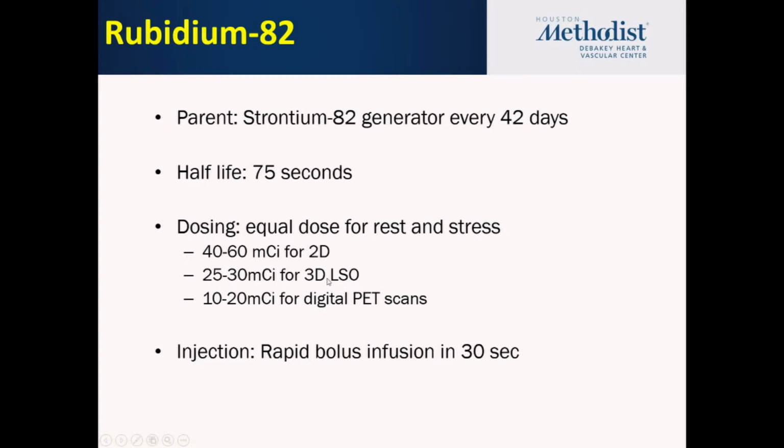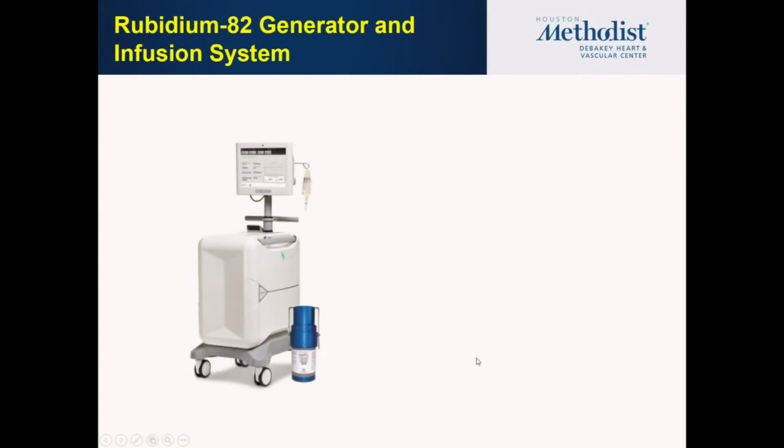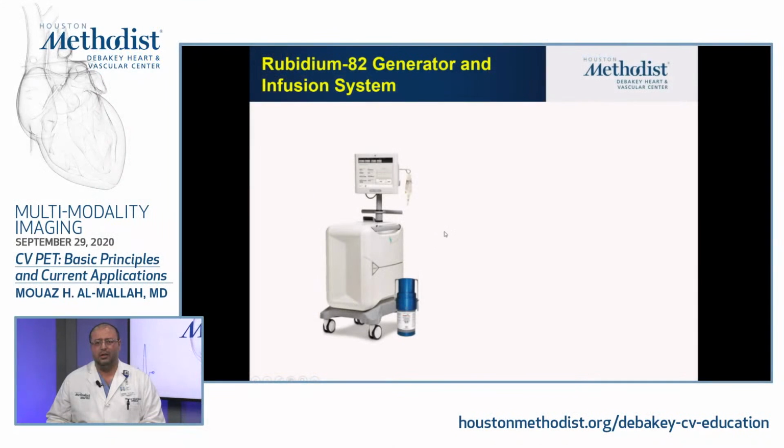If you have a 3D system, then you can inject 25 to 30 millicuries. And if you have a digital PET scanner, then you can inject 10 to 20 millicuries. And you inject it over 30 seconds. There are different infusion systems that are available now.